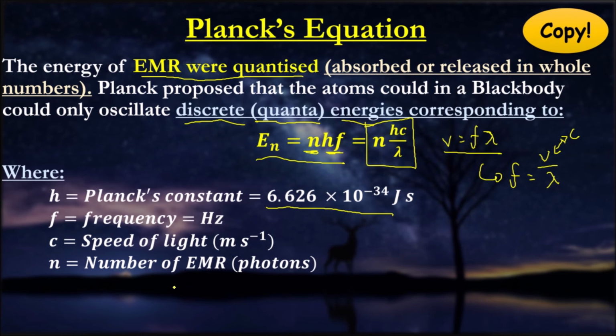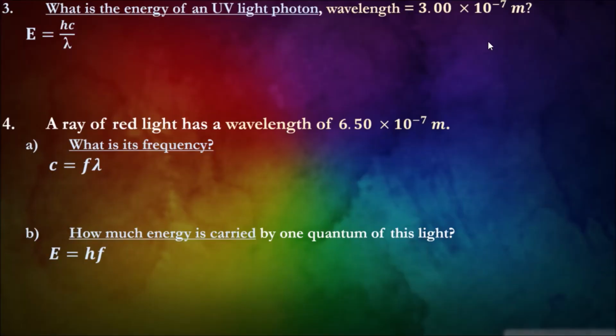And that's kind of the reason why Planck's equation was so powerful. It actually shows us that light doesn't have to be a continuous wave. It will have properties of discrete energy packets. Okay, so let's try some calculation questions. What is the energy of a UV light photon with a wavelength of 3 times 10 to the negative 7?